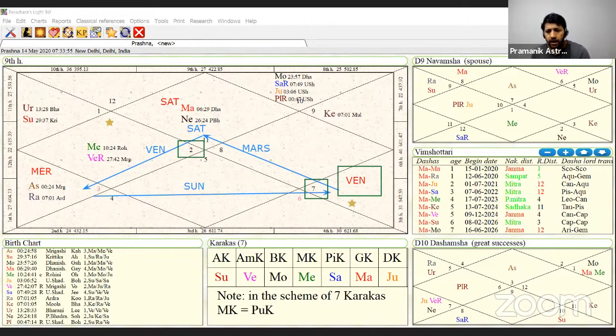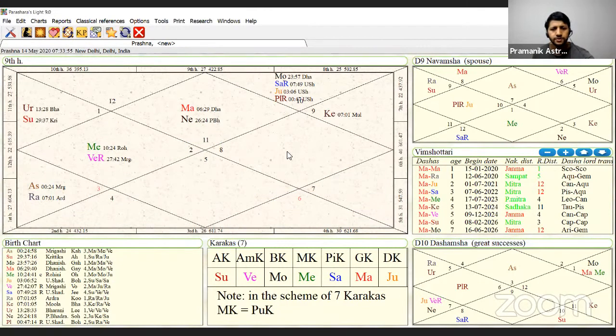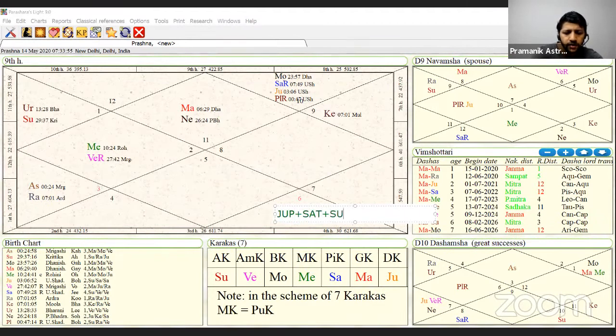Yes, good morning. Anidnya Saha says, I have Jupiter, Sun, Saturn conjunction in the 8th house in Virgo. Jupiter, Sun, Saturn. Let's see what's happening here. Jupiter plus Saturn plus Sun.